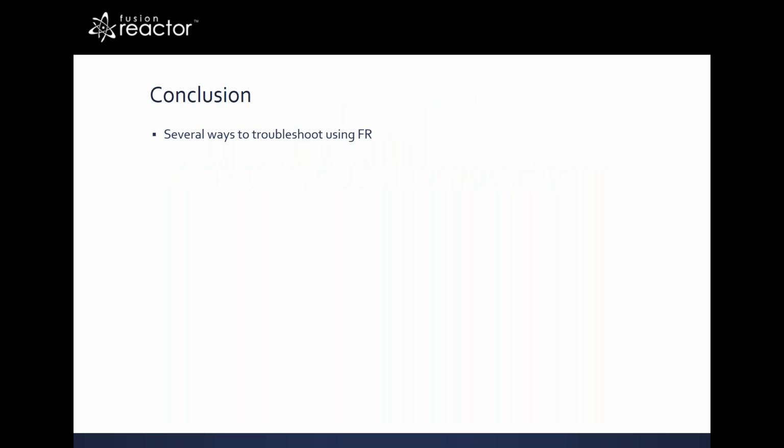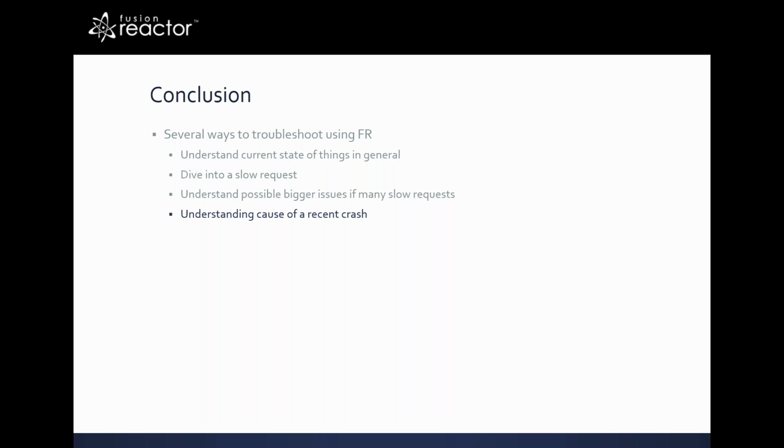Okay, so trying to wrap up. We've seen there's several ways to do troubleshooting using FusionReactor. You can use it to understand what's going on currently, and that's more important than I think many people realize, and there's a lot more to do that than most people realize. And then you can dive into a given slow request, whether it's running or finished, and use those features I showed you. And then you can also try to understand many slow requests by looking at the context of what's going on, look at the details, and then again you can understand the cause of a recent crash.